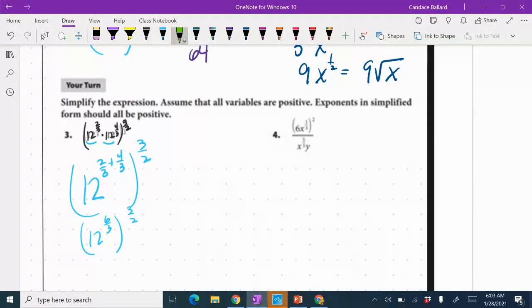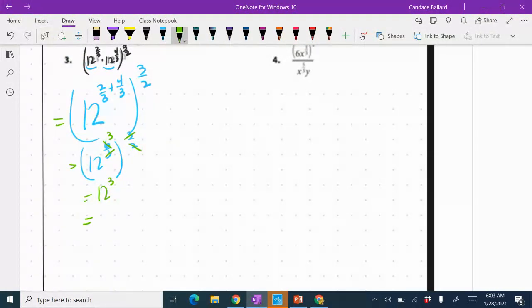I'm noticing the power to a power. I know I have to multiply them, so I know the 3's cancel. 2 goes into 6 3 times, so I've got 12 cubed. And if I used my calculator, 12 cubed is 1,728.